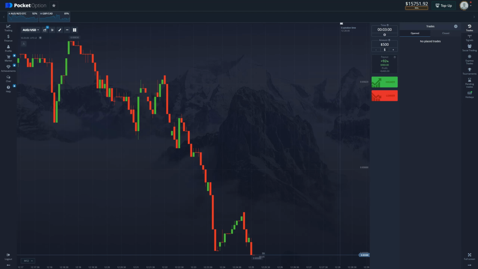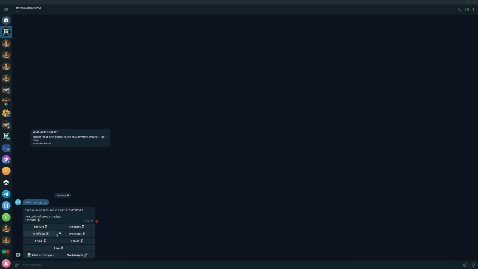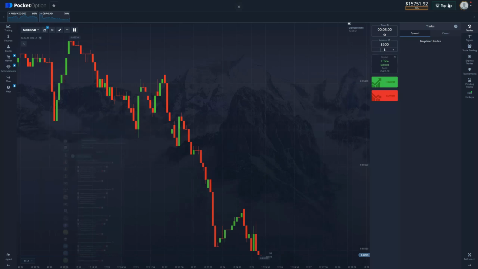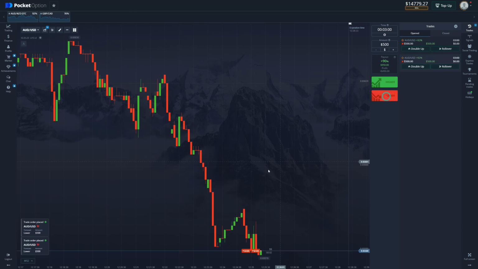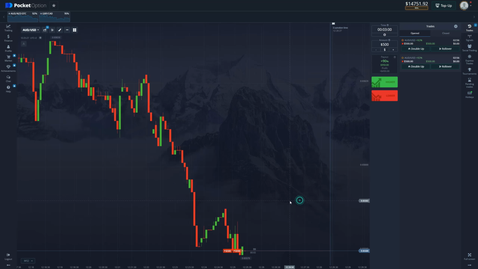So I like this asset, so I go to the robot and I go to Australian dollar, United States dollar. I choose 5 minutes, 15 minutes, 30 minutes, and 1 hour. And once again, I have no idea what I'm doing in the market. I have just started trading and I got this robot at my hands, and it says sell across the board. So that is what I'm going to do. I'm placing a double trade, sell position, $1,000. Let's skip ahead and see if we get another win.